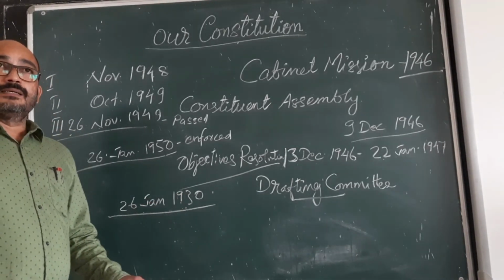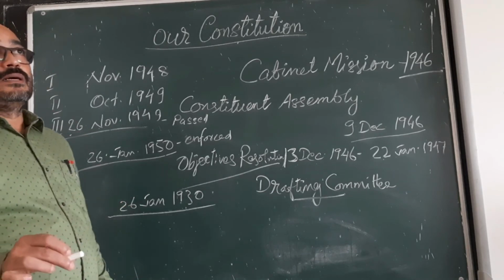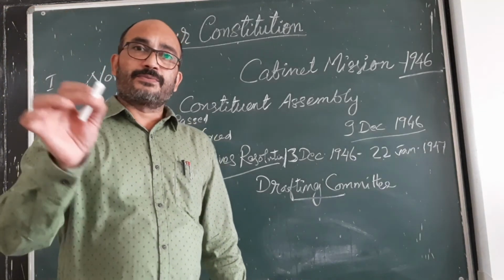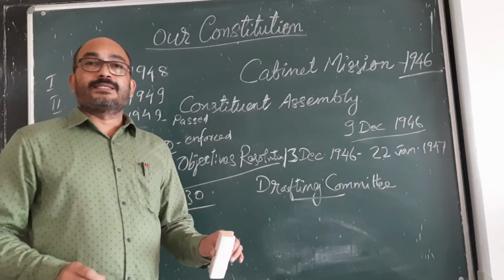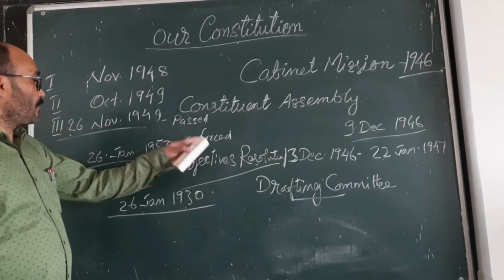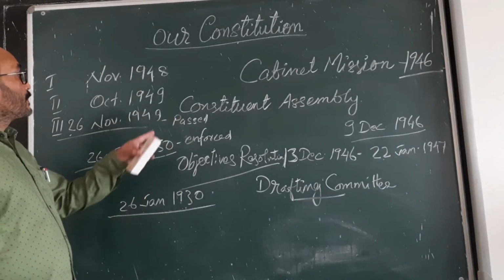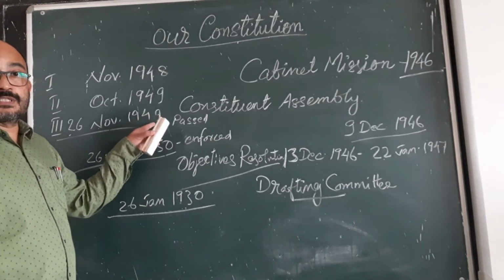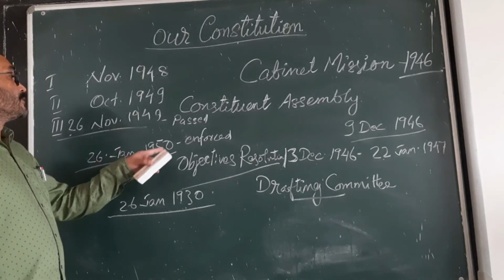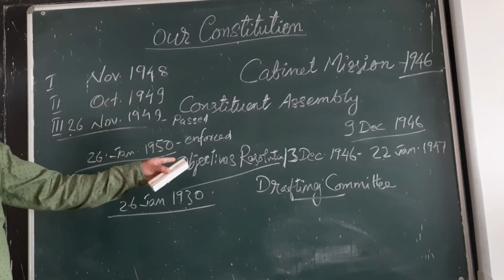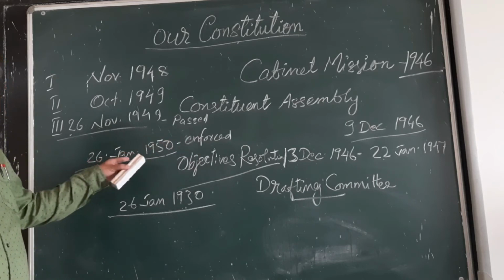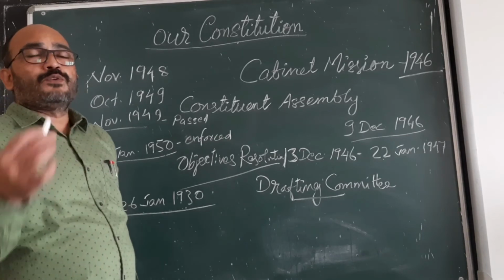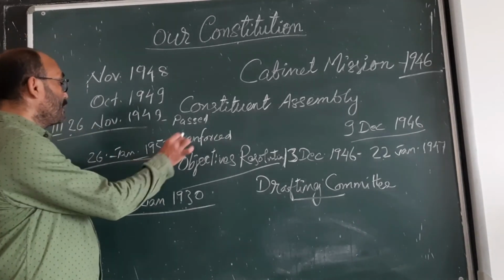Instead, they decided that we should not forget the importance of this 26 January. That is why the makers of the Constitution decided to enforce the Constitution on 26 January. On 26 November 1949, the Constitution was passed. The next 26 January falls in 1950, so they decided to enforce the Constitution on 26 January 1950. And that is why the Constitution came to be enforced on 26 January 1950.